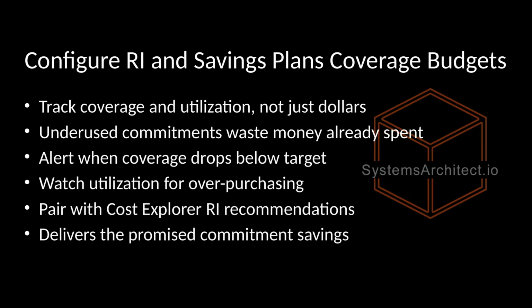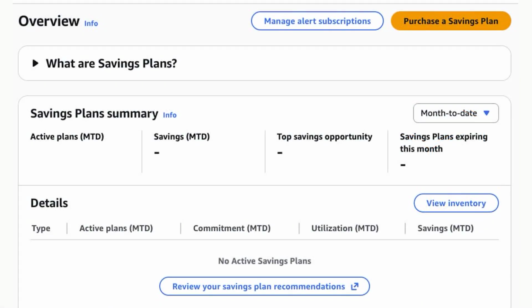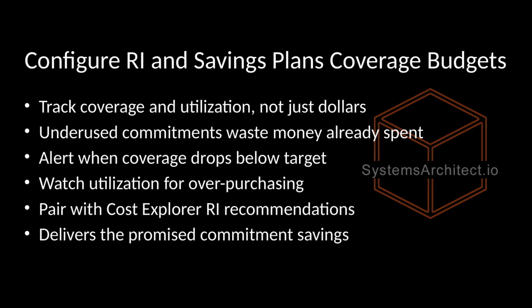6. Configure reserved instance and savings plans coverage budgets. Why track coverage instead of just dollars? A commitment sitting underused is money already spent without the savings to show for it. Track RI and savings plans utilization and coverage percentage, not just raw spend. Set a target coverage, like 80%, and alert when actual coverage drops below it.